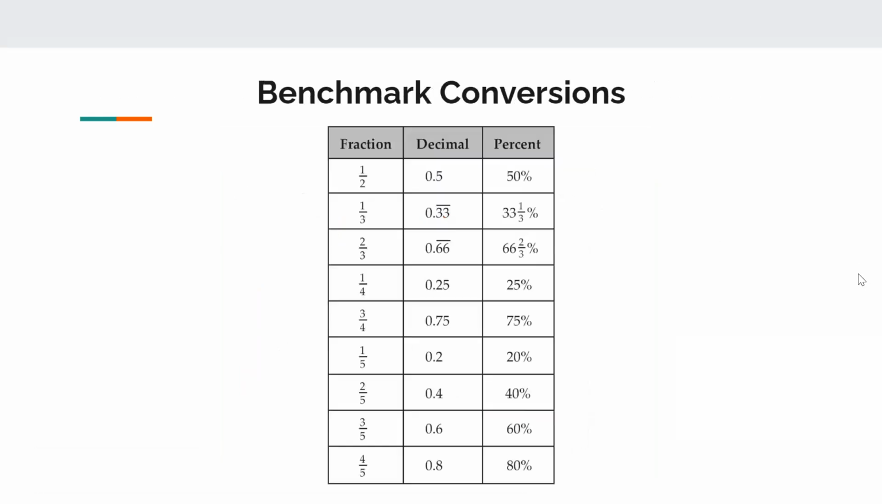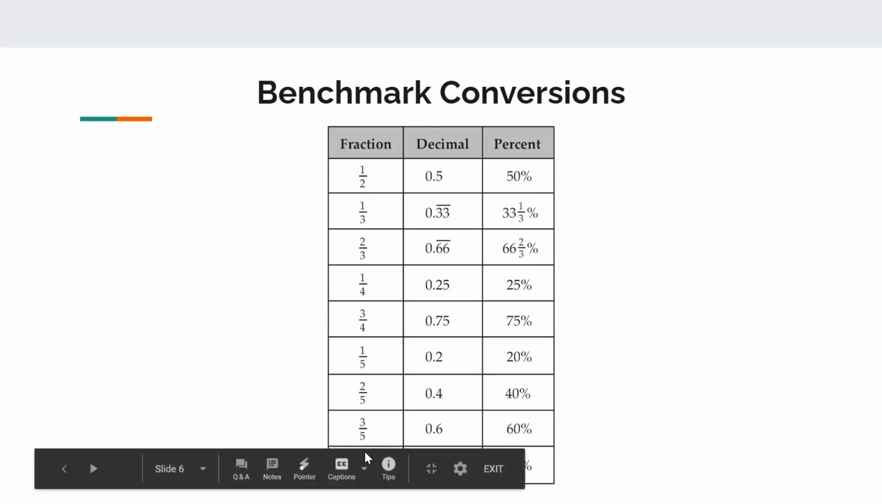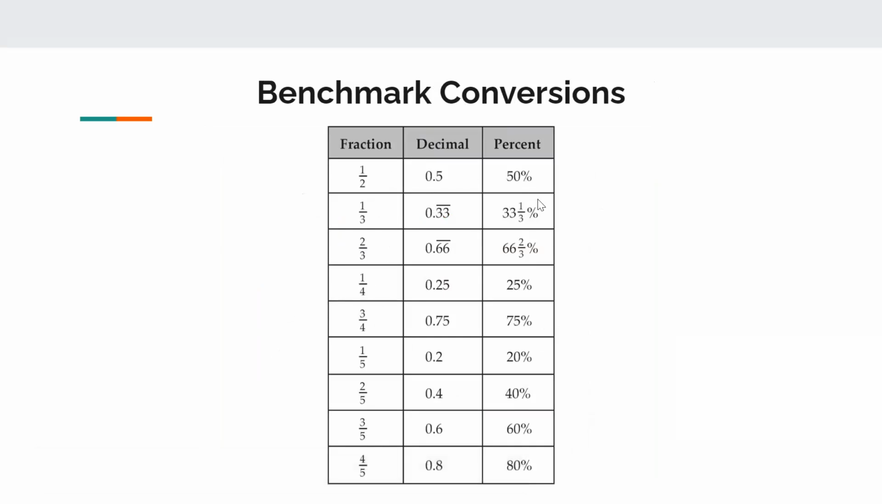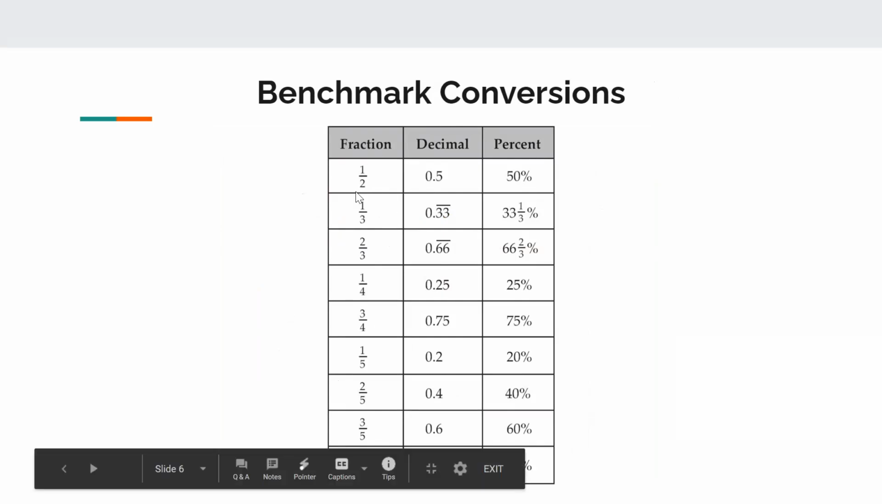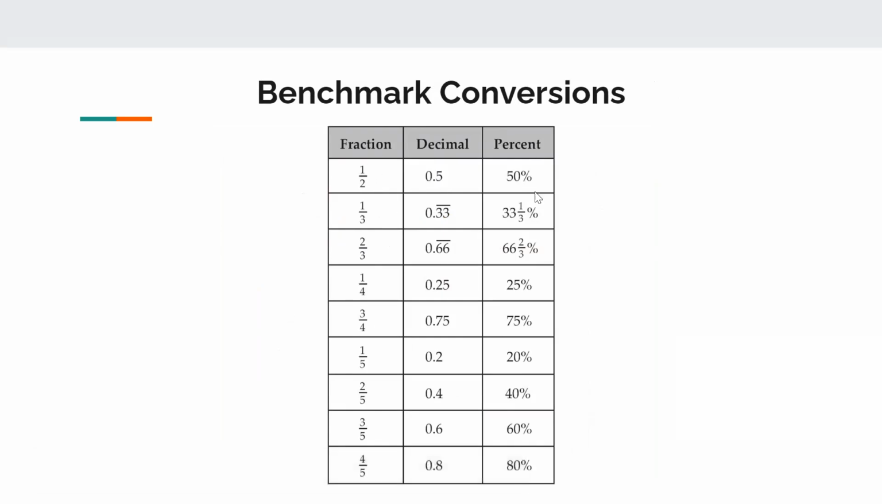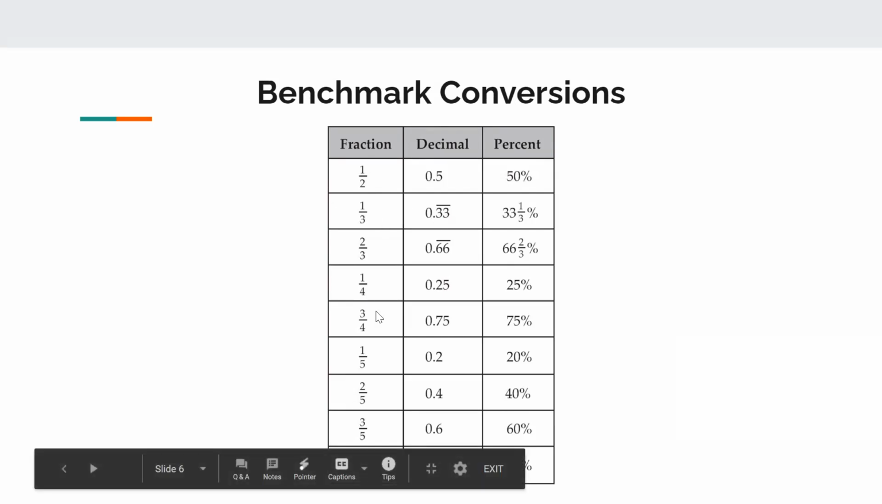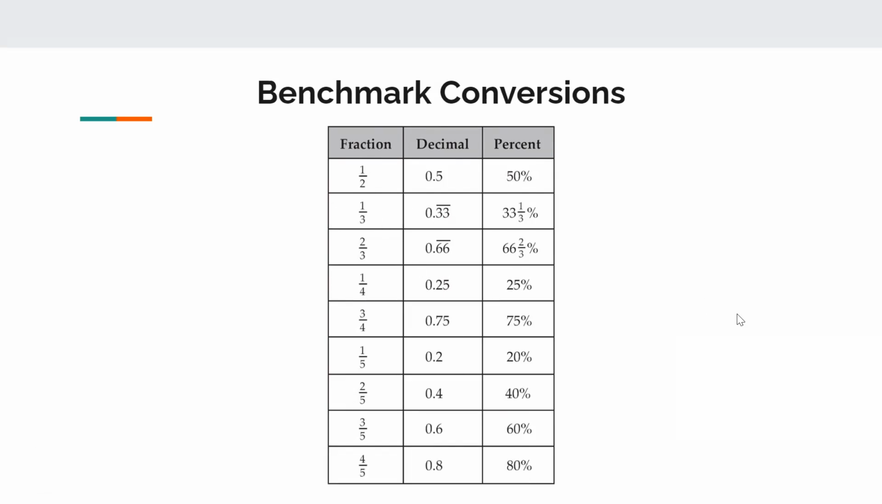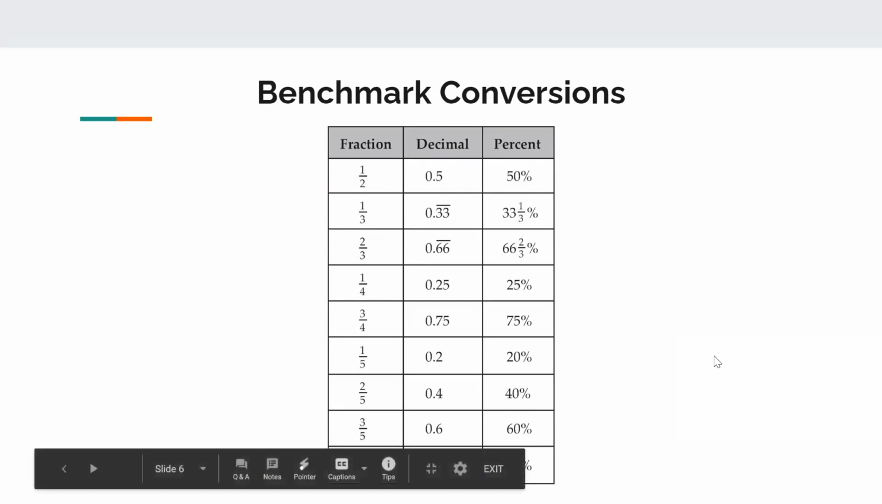Okay? This right here is what we call benchmark conversions. These 9 fraction, decimal, percents, you should know these by heart. If you don't, that is okay. But if you do know that, like, a half converts to 0.5, which is 50%, if you know this off the top of your head, it will save you a lot of time and a lot of math work if you know these benchmark fractions. So I included this in here as a reference for you. So please take the time to commit those to memory, and yes, it will save you time in the long run.